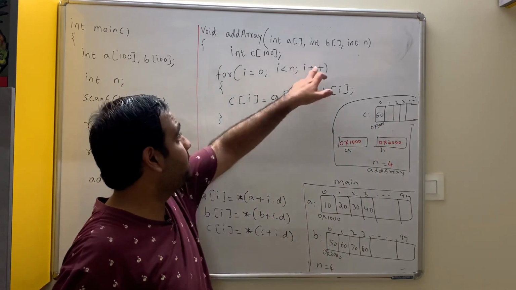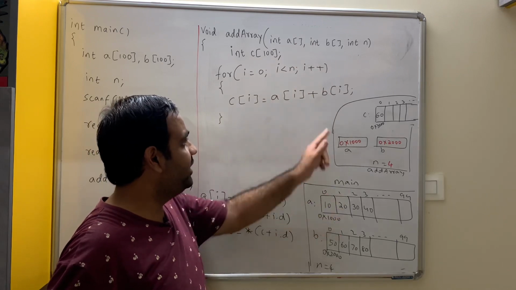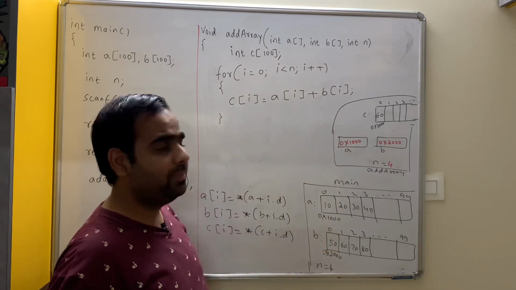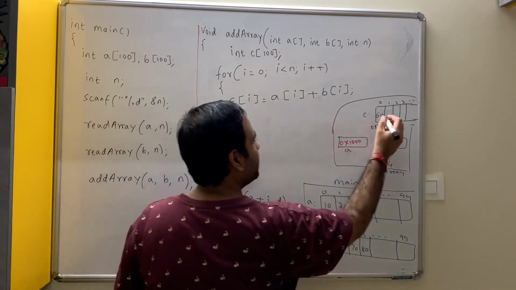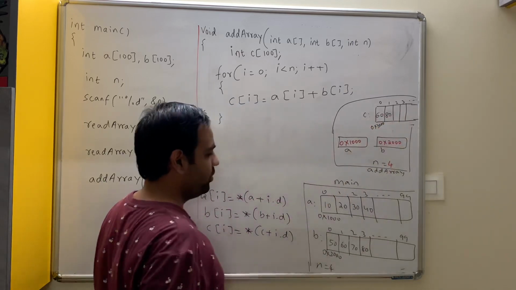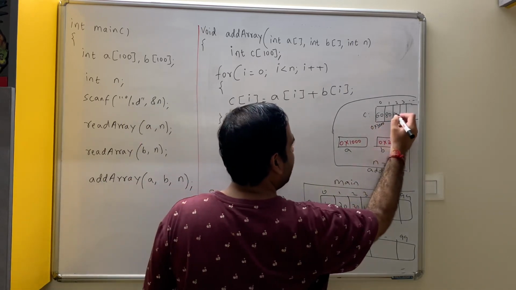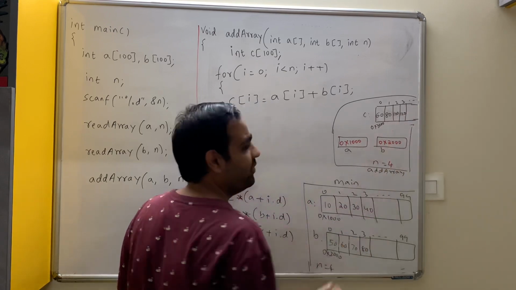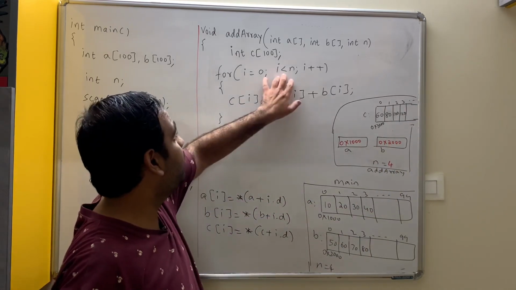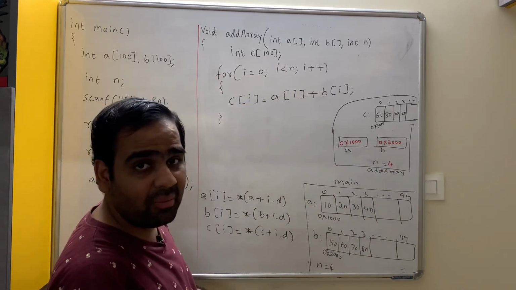Is that okay? I plus plus, I is 1, A of 1 is 20, B of 1 is 60, 20 plus 60 is 80, and you store it at C of 1. I plus plus, I is 2, what will you store? 100. I plus plus, I is 3, what will you store? 120. I plus plus, I is 4, 4 less than 4 is false. You come out of this loop.